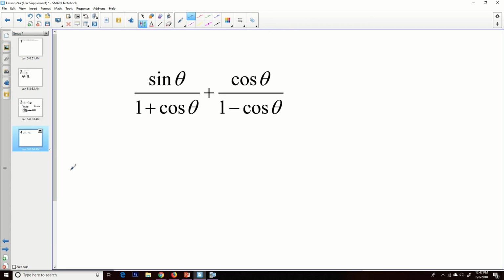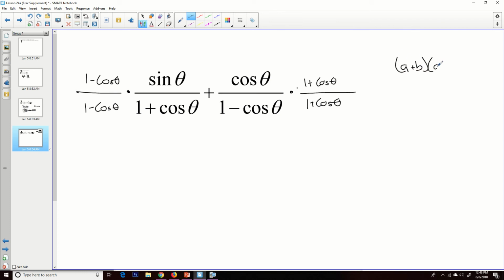The last one I have for this one is, again, if we have these opposites here, we get a nice funky one. So I want to multiply this particular one by 1 minus cosine theta over 1 minus cosine theta. And then this one here I'll multiply by 1 plus cosine theta over 1 plus cosine theta. And remember what happens here when we have a plus b times a minus b, we get a difference of squares, that special factoring form. So we get a squared minus b squared.